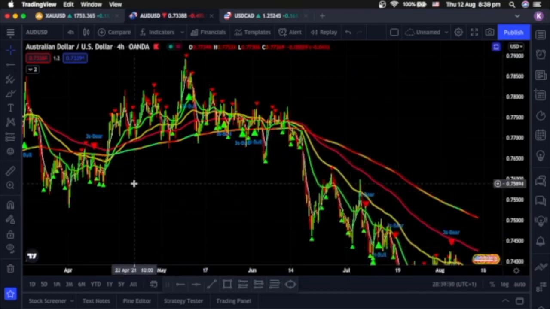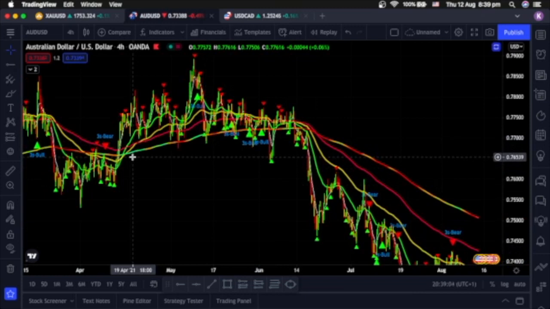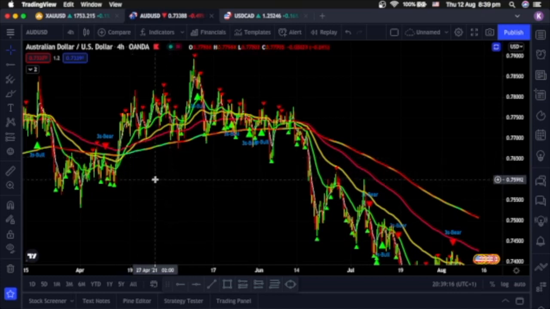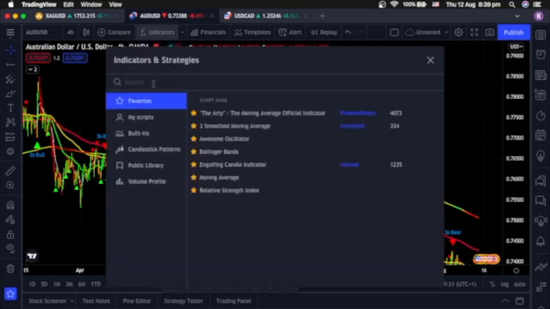Remove drawings. Just keep it as clean as possible. Now, how do you catch trend reversals and divergence? Basically, you need to be looking for divergences. What I want you to do is go to indicators and type in relative strength index right here. Relative strength index, the RSI.